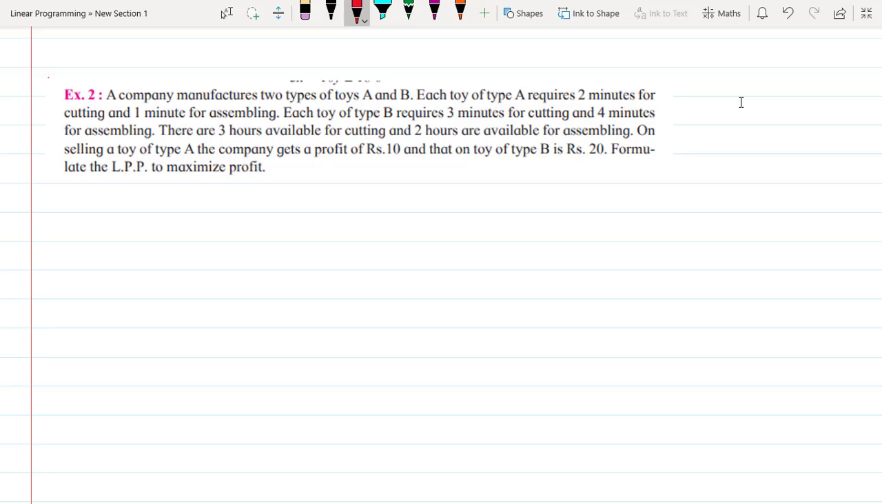A company manufactures two types of toys, toy A and toy B. Each toy A requires 2 minutes for cutting and 1 minute for assembling. Each toy of type B requires 3 minutes of cutting and 4 minutes of assembling. There are 3 hours available for cutting and 2 hours available for assembling. Available means what? These are our constraints. On selling a toy of type A, the company gets a profit of rupees 10, and on toy B a profit of rupees 20. Formulate the linear programming problem to maximize the profit.